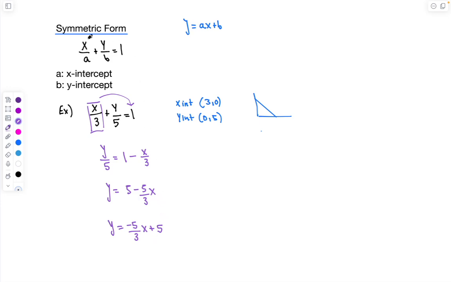But so there you have it. Symmetric form gives us the intercepts. And through rearranging, then you can get back to slope-intercept form and determine what else you need to determine.